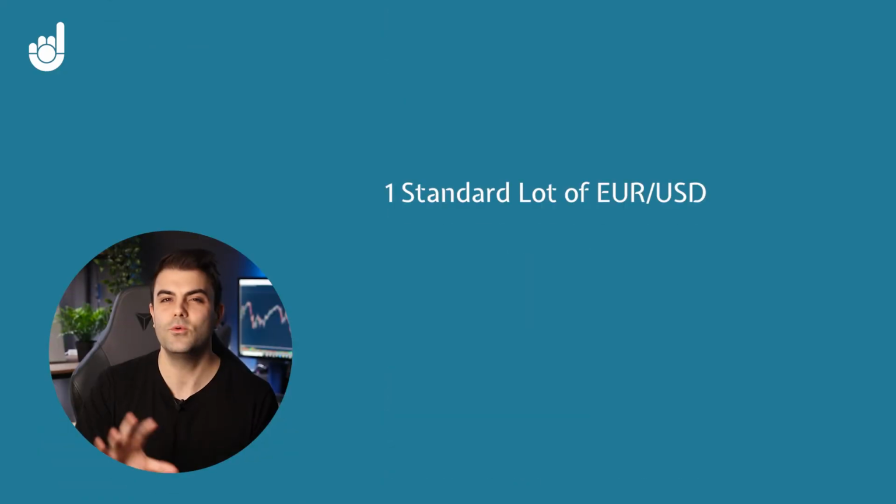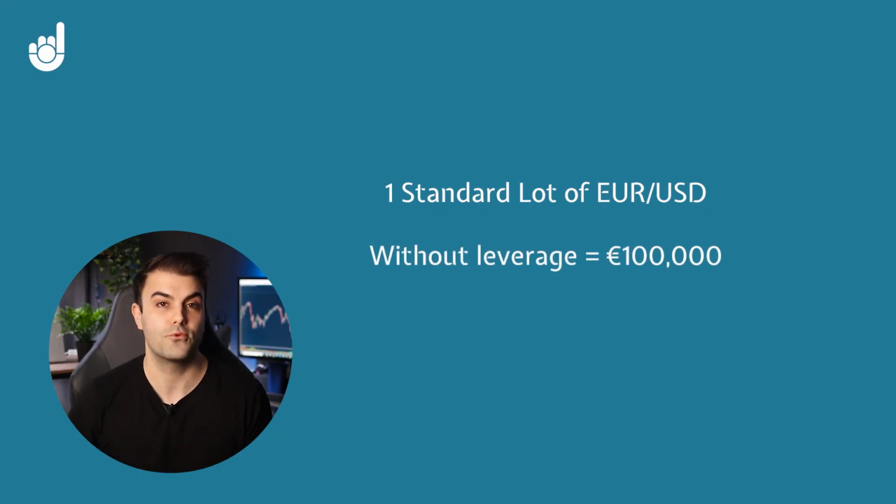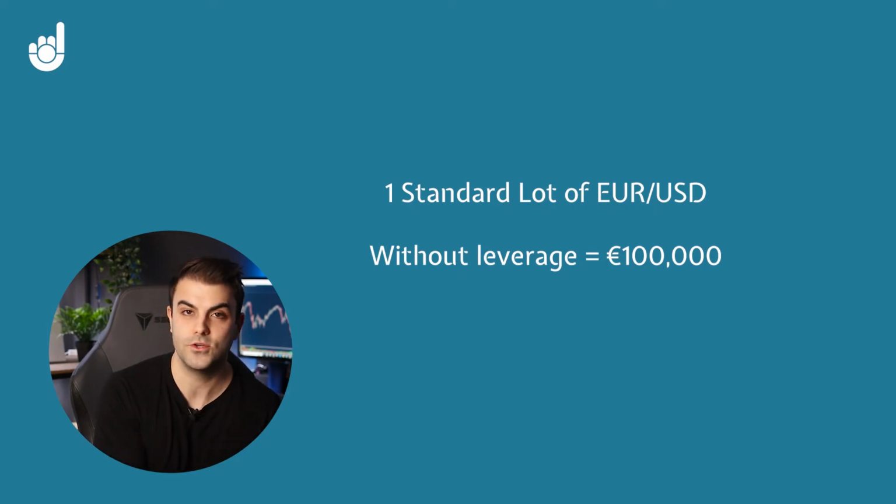So a common leverage amount is 30 to 1. This means for every 30 that you want to buy or sell, you have to put up 1. Now let me explain this in practical terms. Let's say you want to go long 1 standard lot of Euro USD. So without leverage, you'd need to buy the 100,000 euros.